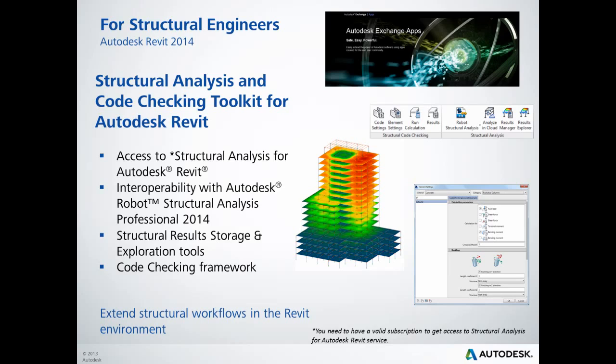The goal of the new structural code checking platform feature is to give Revit users the ability to perform a code checking process inside a native Revit model. The results of the code checking add-ins may be delivered in the form of structural results, visualized in the form of diagrams and maps, calculation notes, and model and documentation updates. This toolkit extends the structural workflow in the Revit environment.